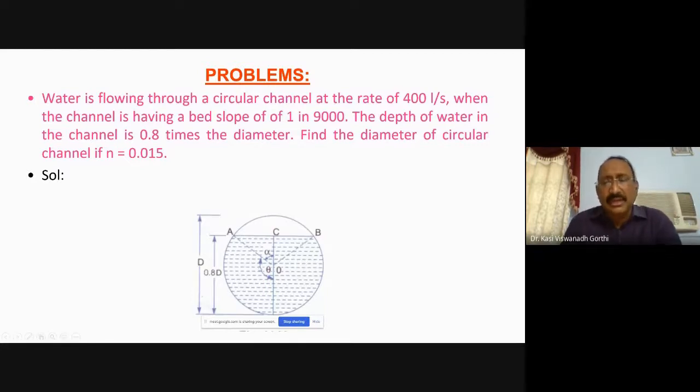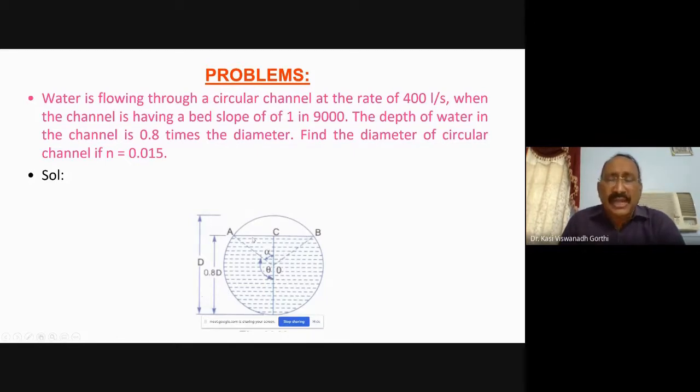In the circular channel, O is the center, and the depth of flow is 0.8 times the diameter, where D is the diameter of the circular channel. It is filled with water up to 0.8 D. So ACB is the free surface. Then 2 theta is the included angle here, correspondingly the water level is up to ACB.